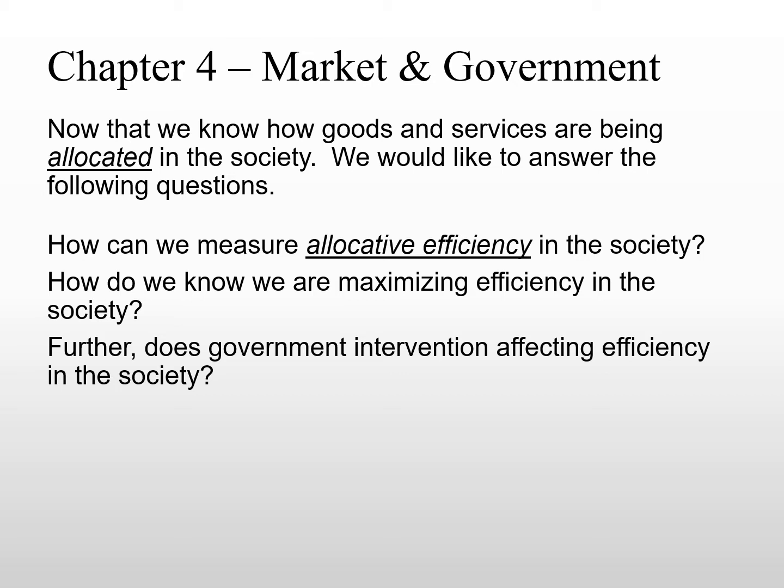So we would like to find a way to measure how the efficiency is being captured by the market's transactions. And we call this allocative efficiency. We also want to find out how we can maximize this efficiency in our society in the form of market structure. And of course, at the end, we would like to discuss some of the government interventions, how they can affect the efficiency in the society, and what policy goals they might try to achieve.